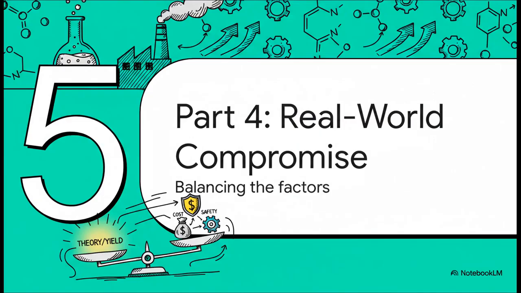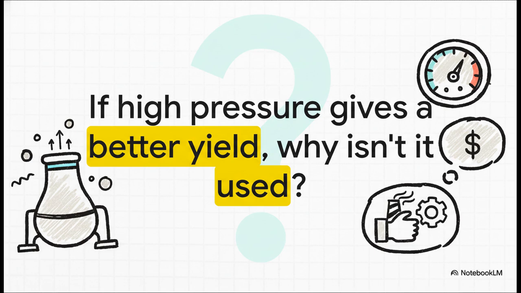Okay, this next part is huge because it takes us out of the textbook and into the real world. In industrial chemistry, it's never just about getting the highest possible yield. You're always juggling things like cost, safety, and just how fast you can make stuff. So you're probably thinking, okay, if higher pressure is so great for the yield, why not just crank it to the max? That's exactly what the exam asks.